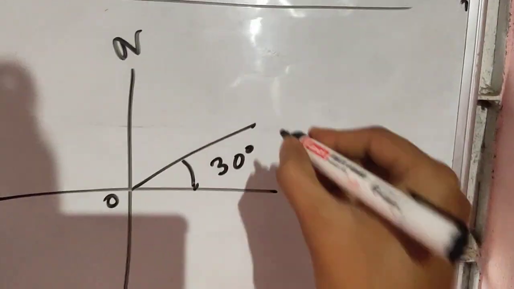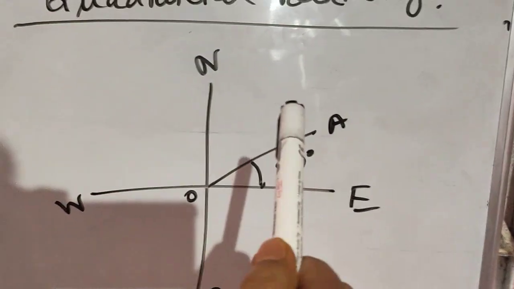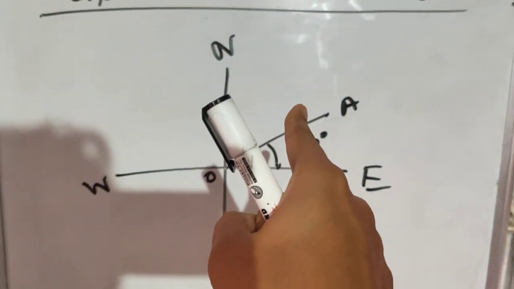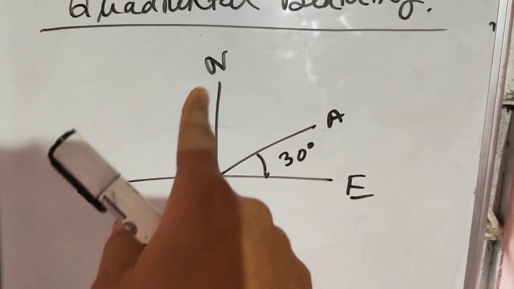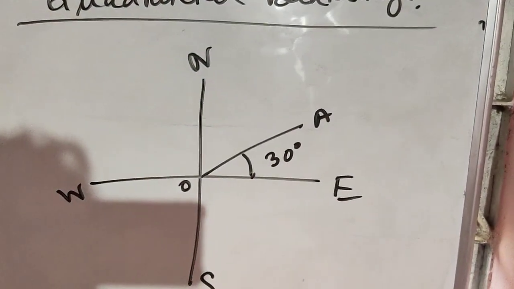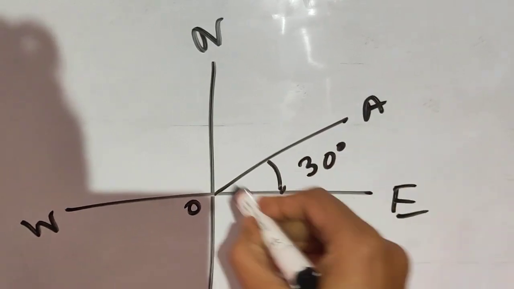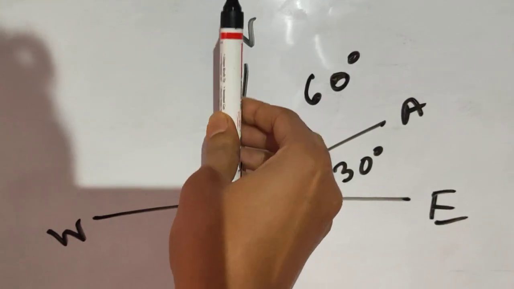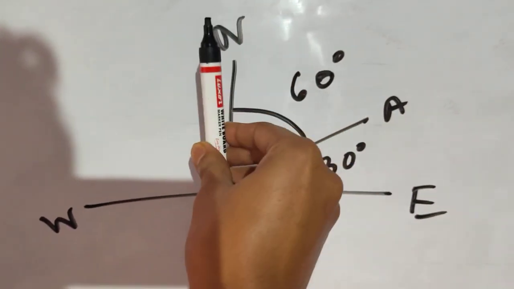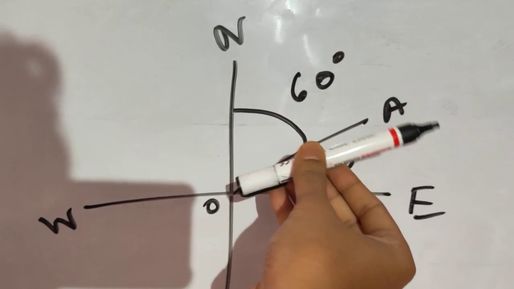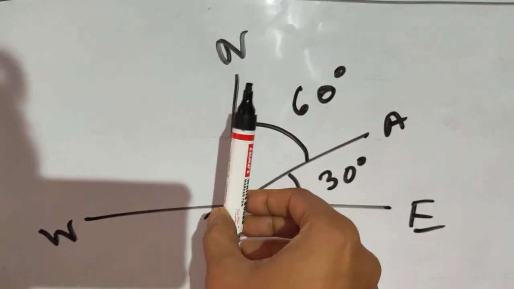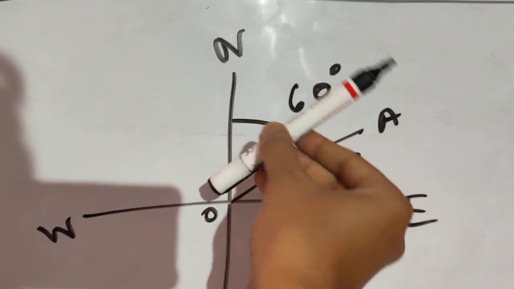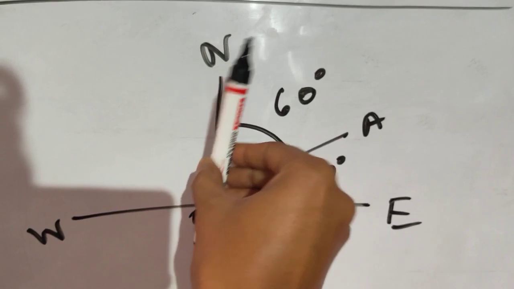Suppose there is a line OA which is making an angle of 30 degrees with the east, and it is in the first quadrant. So as I told you, if the line is in first quadrant, then we will measure the angle of the line with respect to the north direction. So what is the angle between this line and north direction? This is 60 degree. So we are measuring like this from north to OA. So we are going from north to OA in eastern direction. We are going from north direction to east direction with an amount of 60 degree. So the direction is from north to east.